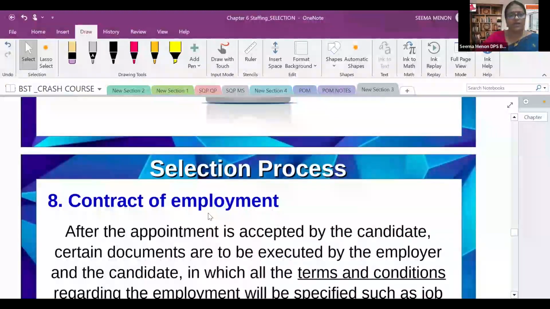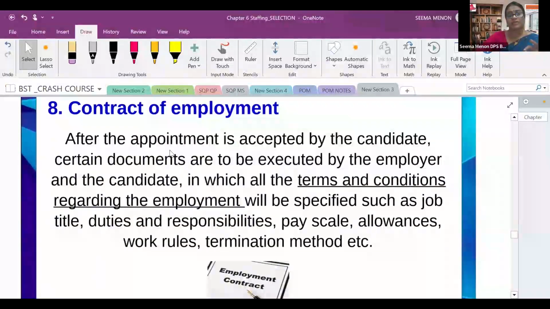Next one in the selection process, the last one, the eighth point, contract of employment. Once they are selected, they give a job offer. If the candidate accepts that job offer, he will be appointed. After his acceptance, he will be appointed. After the appointment, after meeting all the notice time, etc., he will come and join.